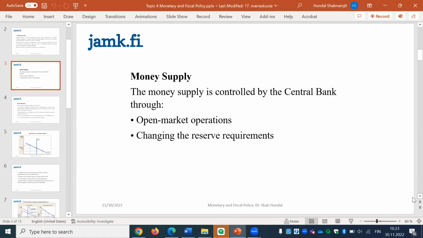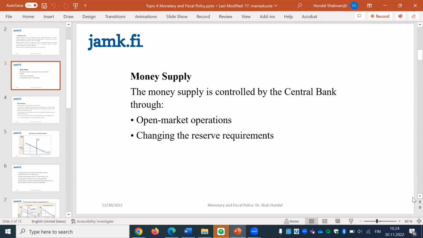Whenever the state or the central bank thinks that there needs to be more money supply, not that people need more money, the state is not Robin Hood who will come and give them money. Let's put it this way: whenever the central bank feels that there is less money supply in the economy, then the central bank would start buying securities from people. People have bills and bonds, some government securities. The state will start buying from them.